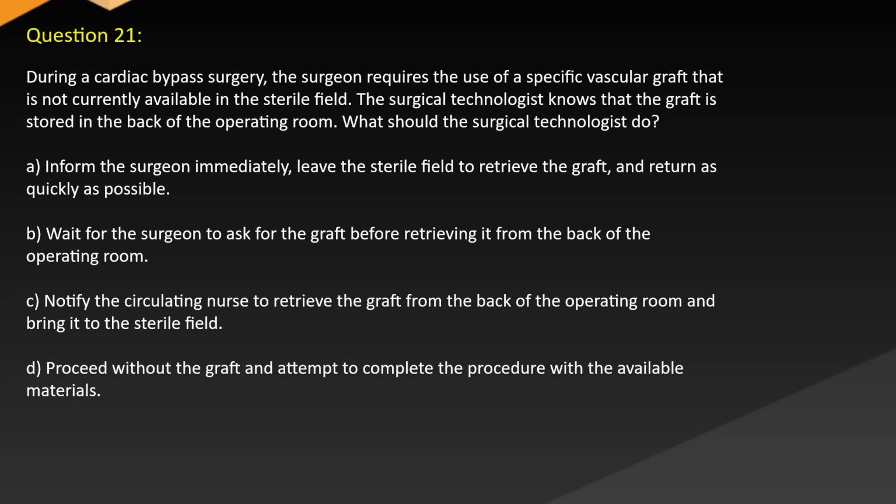A. Inform the surgeon immediately, leave the sterile field to retrieve the graft, and return as quickly as possible. B. Wait for the surgeon to ask for the graft before retrieving it from the back of the operating room. C. Notify the circulating nurse to retrieve the graft from the back of the operating room and bring it to the sterile field. D. Proceed without the graft and attempt to complete the procedure with the available materials.